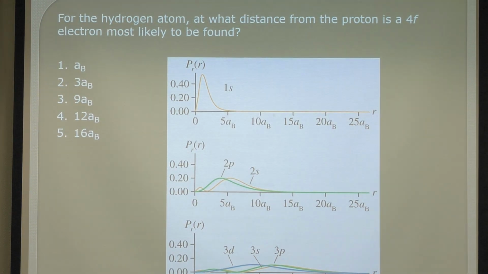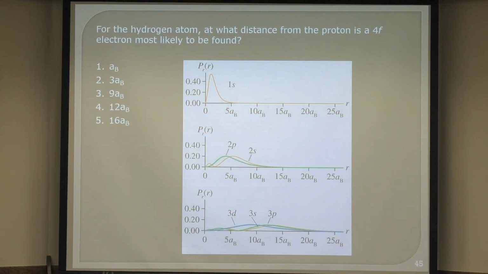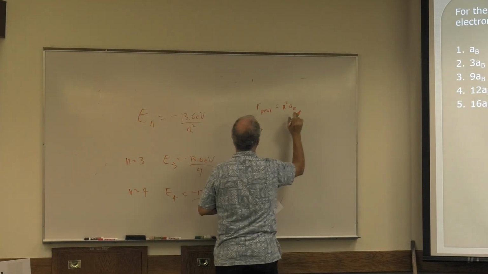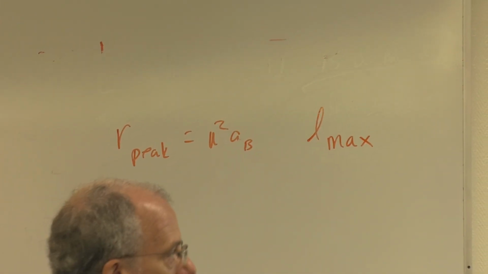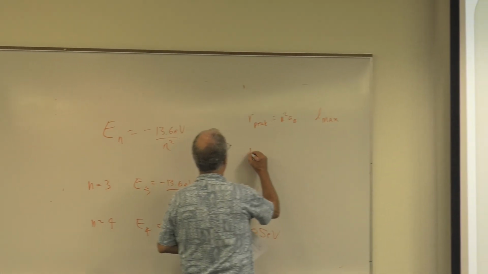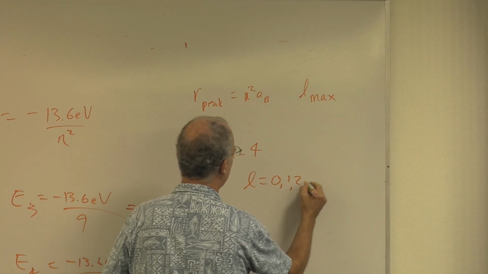For the hydrogen atom, at what distance from the proton is a 4f electron most likely to be found? All right, so what we found, we said that r_peak equals n squared a_Bohr, but that's only true for l max, circular orbits. So let's see, do we have an l max? Well, we have a 4f, so n is 4, so that means that l can be 0, 1, 2, 3.